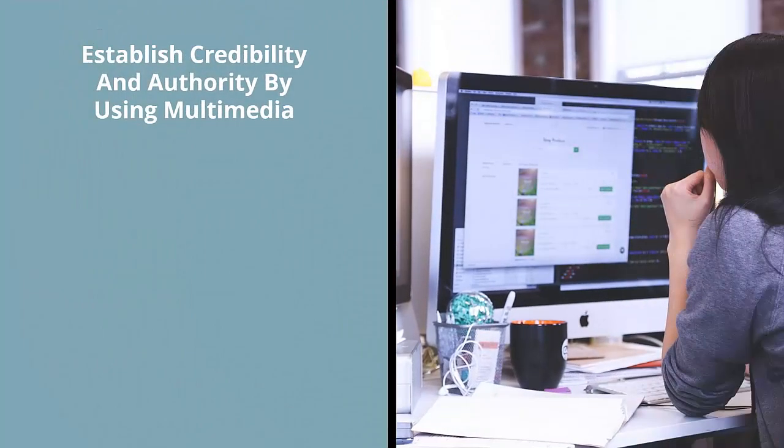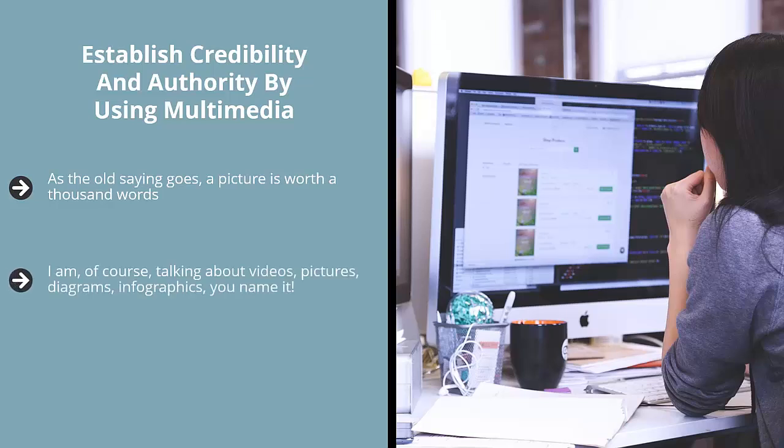Establish credibility and authority by using multimedia. As the old saying goes, a picture is worth 1,000 words. This means that if you really want to maximize the amount of authority and credibility you're building in the minds of your target audience members, you need to use the power of multimedia. I am, of course, talking about videos, pictures, diagrams, infographics, you name it. This not only makes your content easier to read, it also makes sure that people aren't bored by your content.